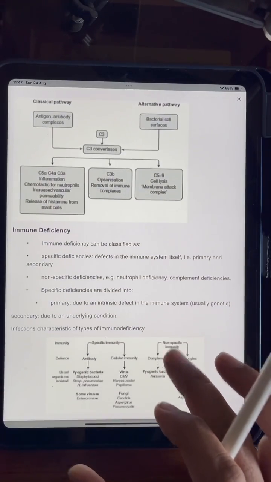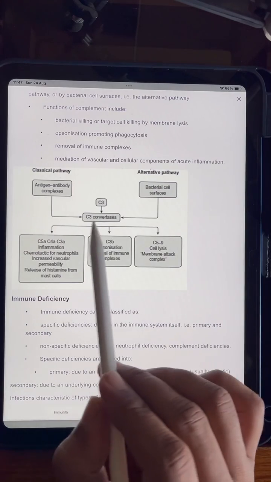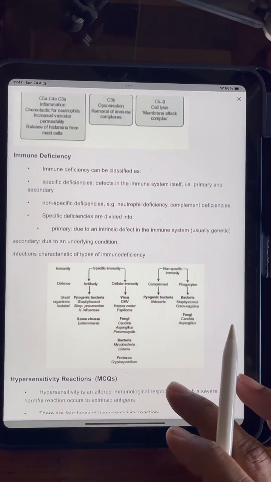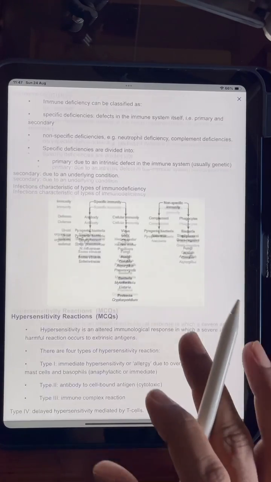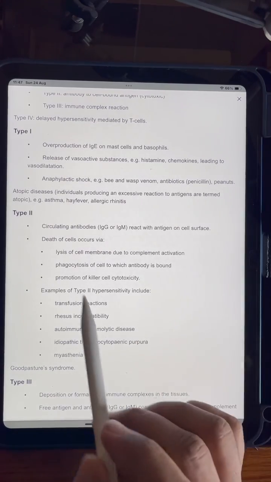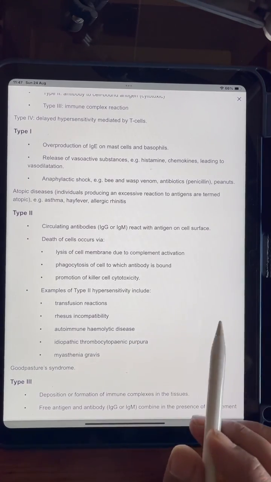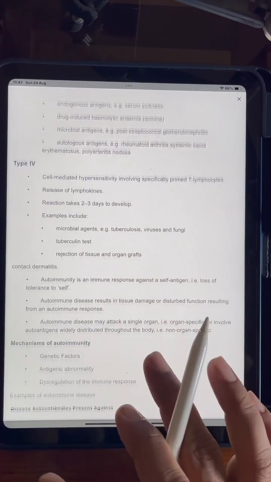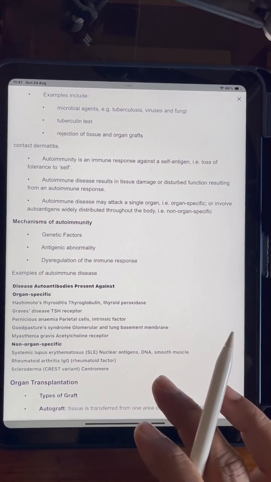Now this is the classical pathway, alternate pathway. C3 is converted, opsonization on this. Immunodeficiencies, specific, non-specific. Hypersensitivity reactions type 1, 2, 3, 4. Type 2 is commonly the most important: blood transfusion reactions and Rh incompatibility. Type 4, mechanism of autoimmunity.